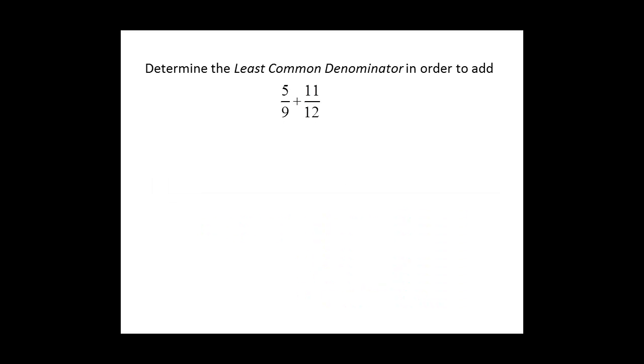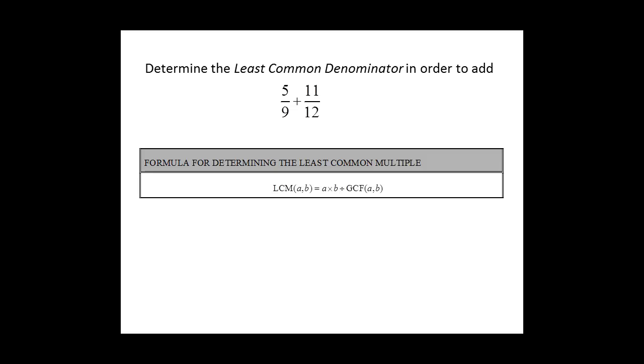Determine the least common denominator in order to add these fractions. 9 and 12 are our denominators, so we need to find the least common multiple of our denominators. We will use this formula. The LCM of 9 and 12 is equal to 9 times 12 divided by the GCF of 9 and 12.